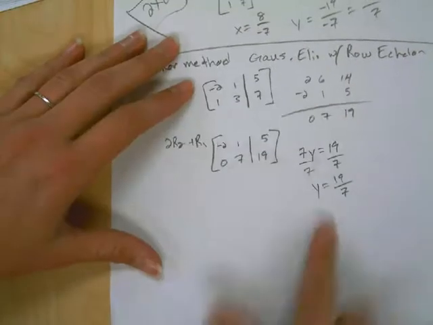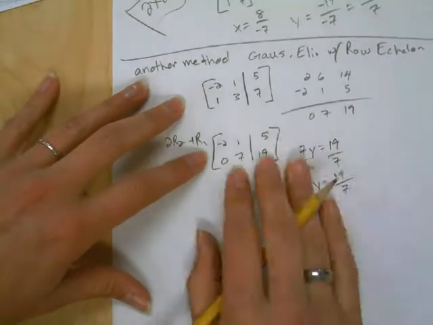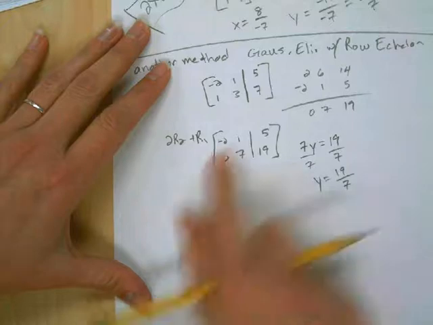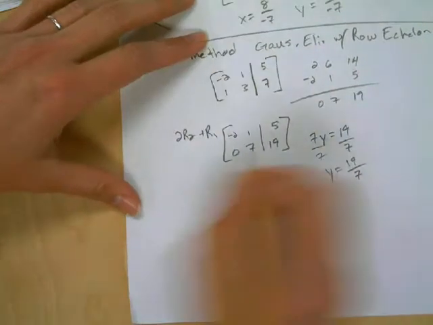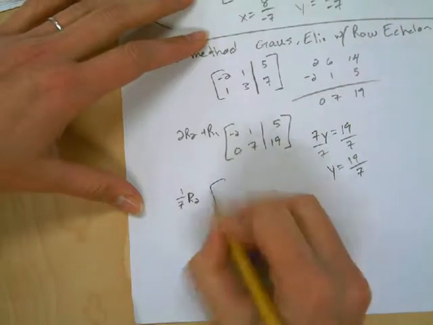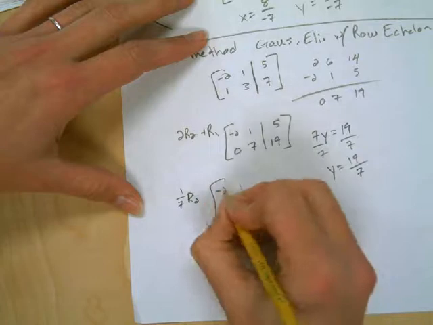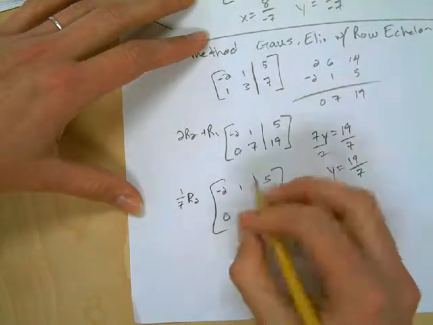So I can do 1/7 row 2 to get rid of that, make that a 1. So that would give me -2, 1, 5. Okay, 0, 1, 19 over 7. Okay. Either way would work here, because you're going to end up with the exact same answers regardless.